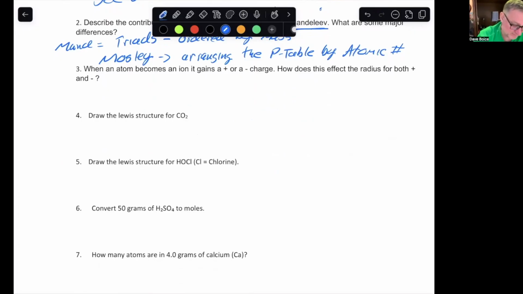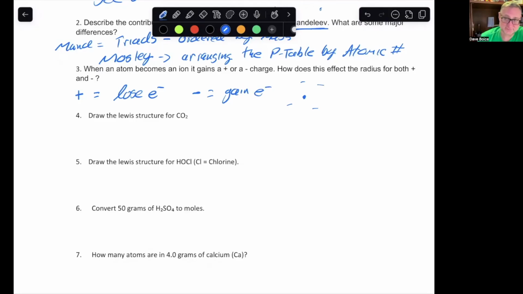How does this affect the radius for both positive and negative? Well, for positive, remember, electrons are negative. So as weird as it sounds, losing electrons makes you more positive. All right. And so if you lose an electron, versus negative, which equals gaining an electron. Now, when it comes to radius, you have all these negative charges kind of outside there in your valence electrons. It seems intuitive that adding an electron is going to make something bigger.